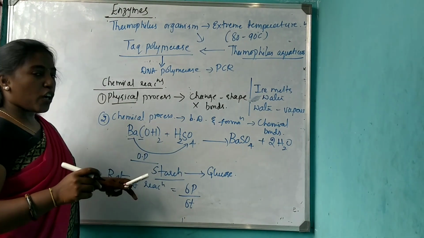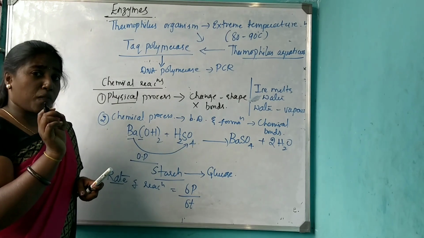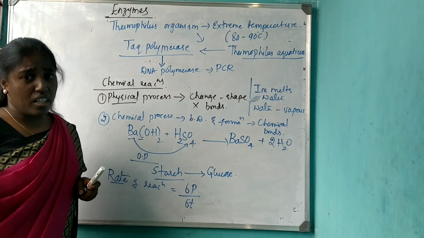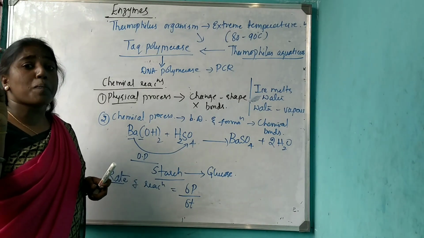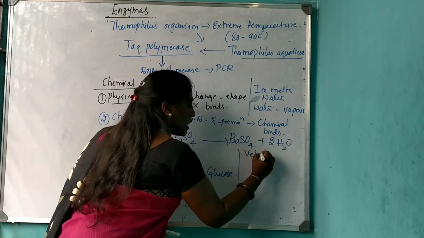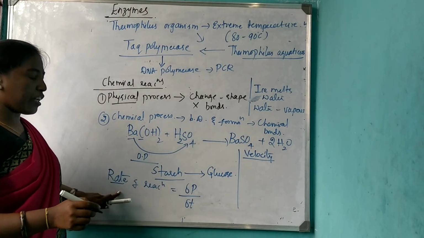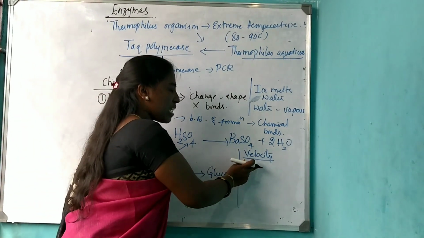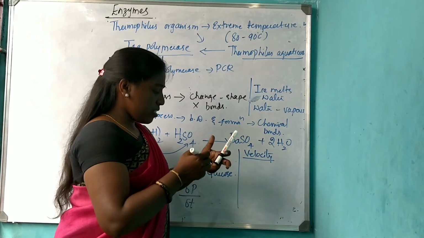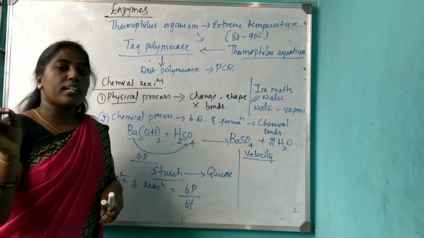Okay, so the rate of reaction, if we specify the direction, when we specify the direction, it can be called velocity. So when we specify the direction for rate of reaction, it can be called the velocity.